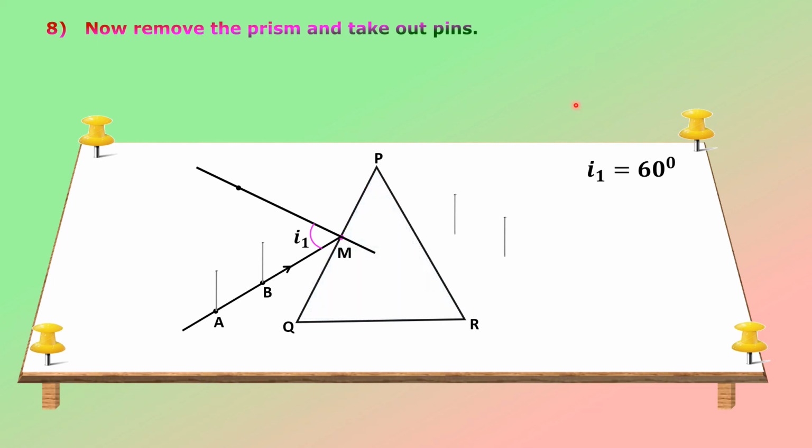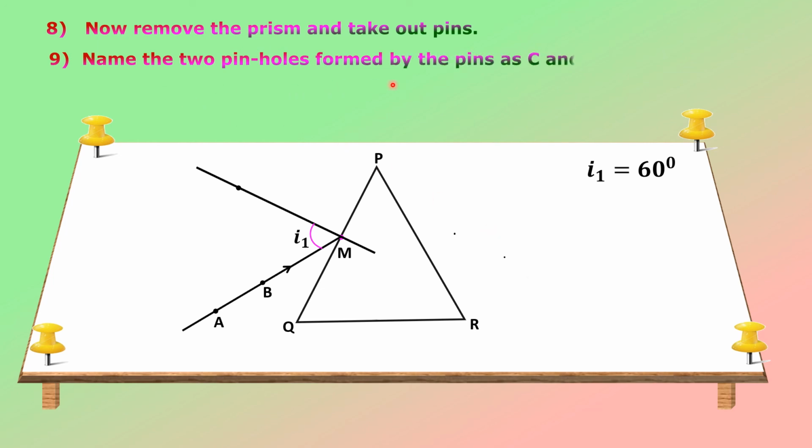Prism has been removed. I am taking out the pins, and if we take these two pins out of the paper, they leave some marks or some holes. They are called pinholes, and we have to name them as C and D. It has left one pinhole here. It also has left another pinhole. Let us name the two pinholes as C and D. That's all.